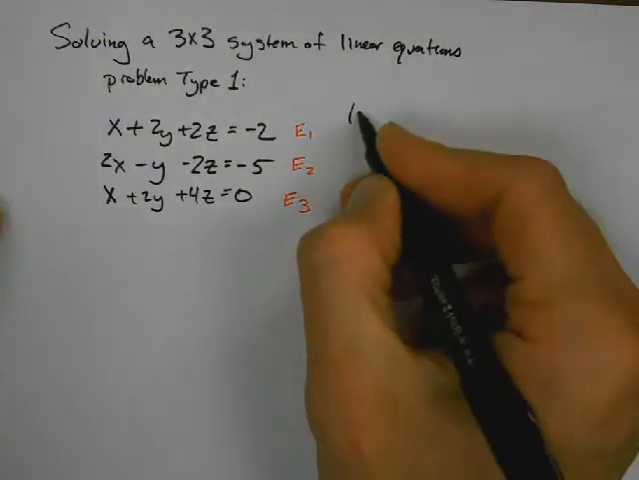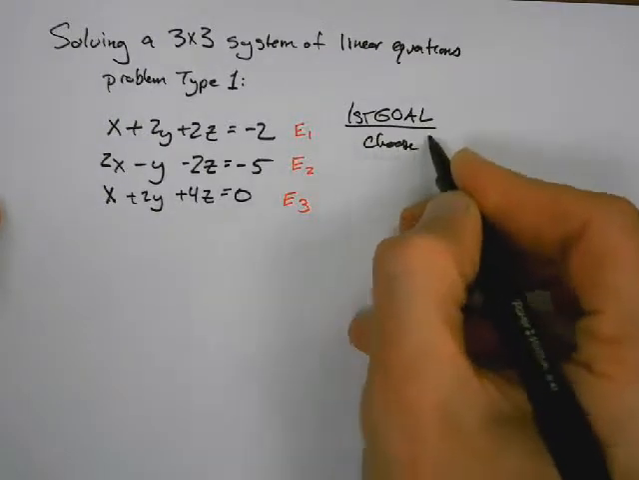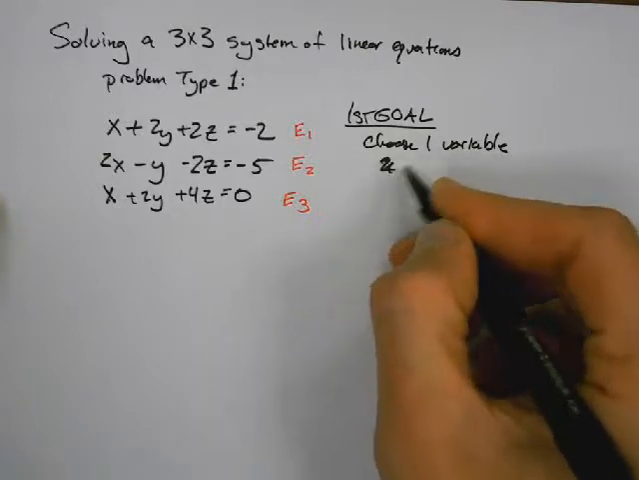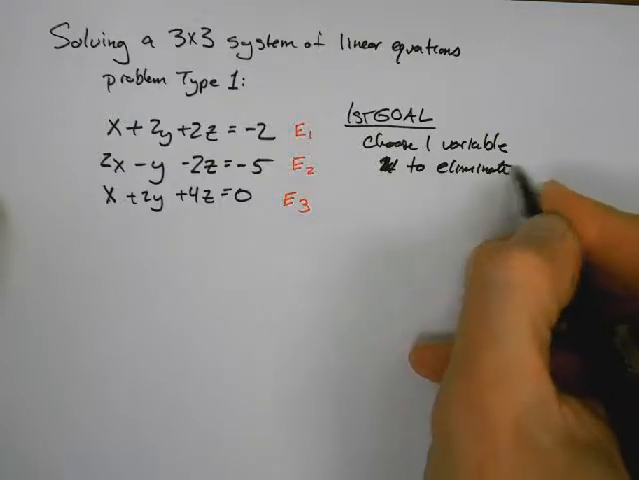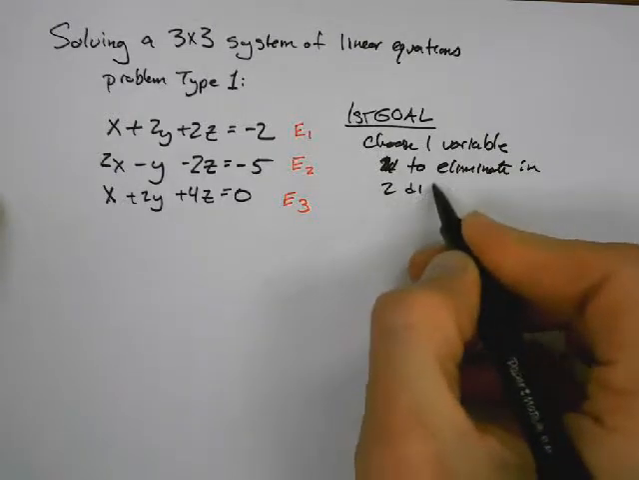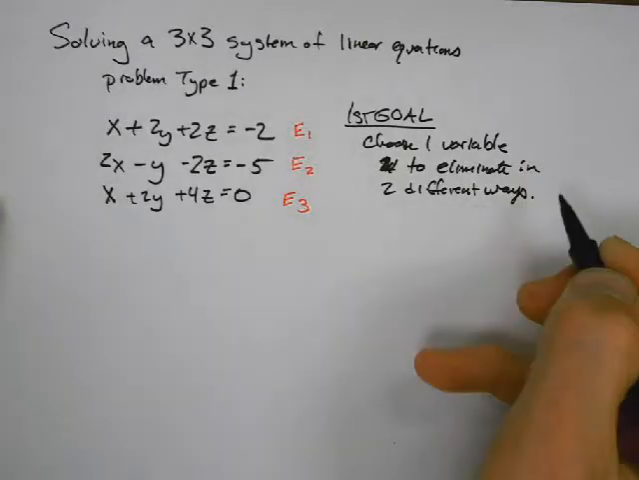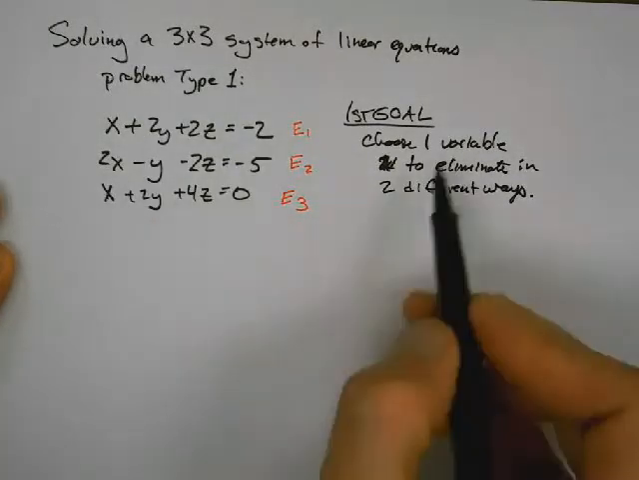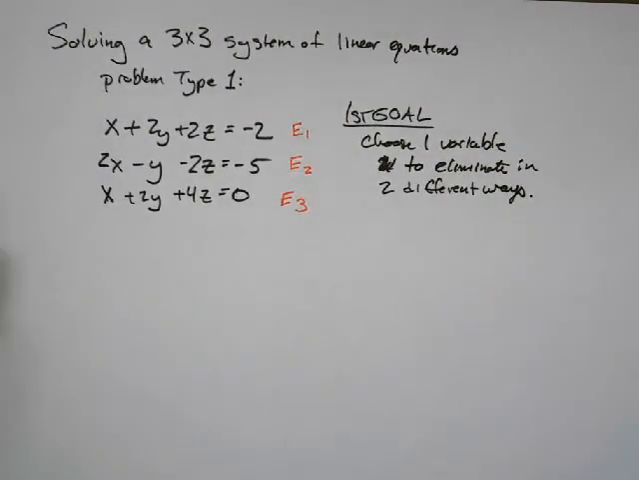And your first goal is to choose one variable to eliminate in 2 different ways. The goal is to end up with 2 equations and 2 unknowns instead of 3 equations with 3 unknowns. And so by picking one variable to get rid of in 2 ways, we should be able to create 2 new equations with just 2 variables.